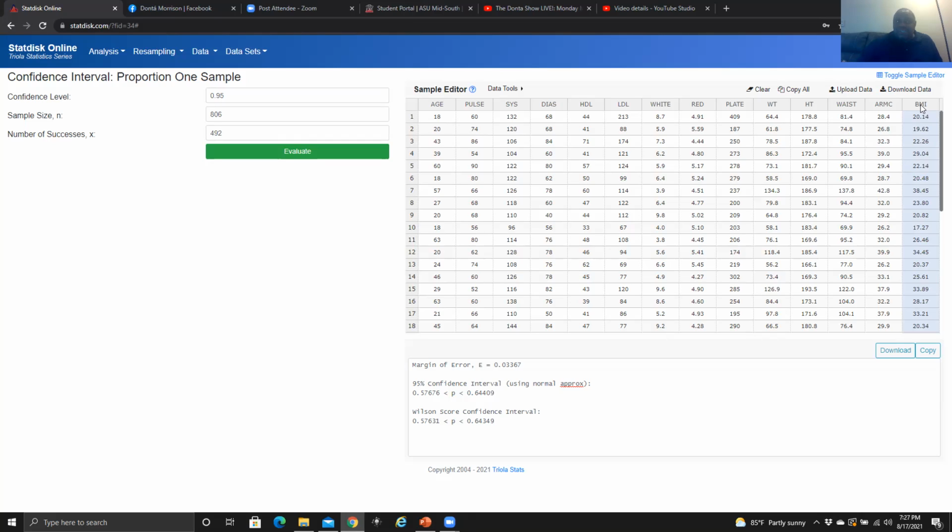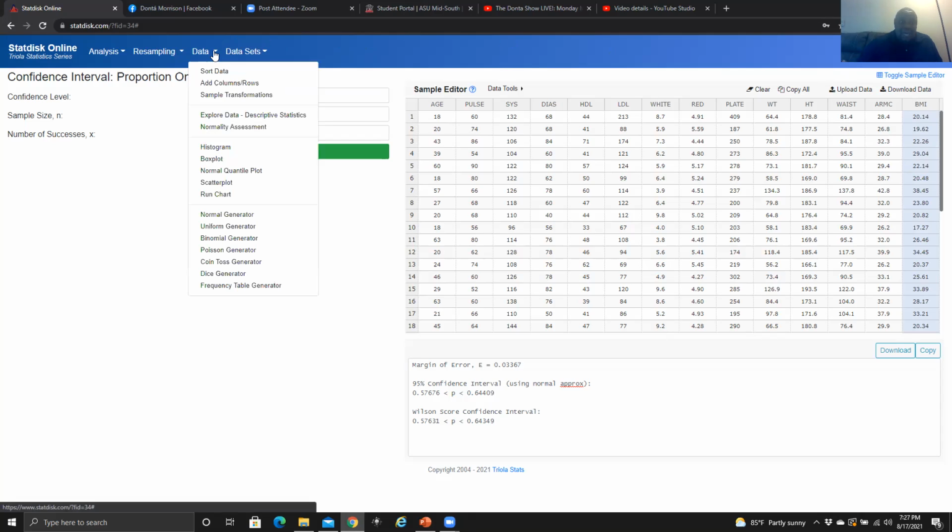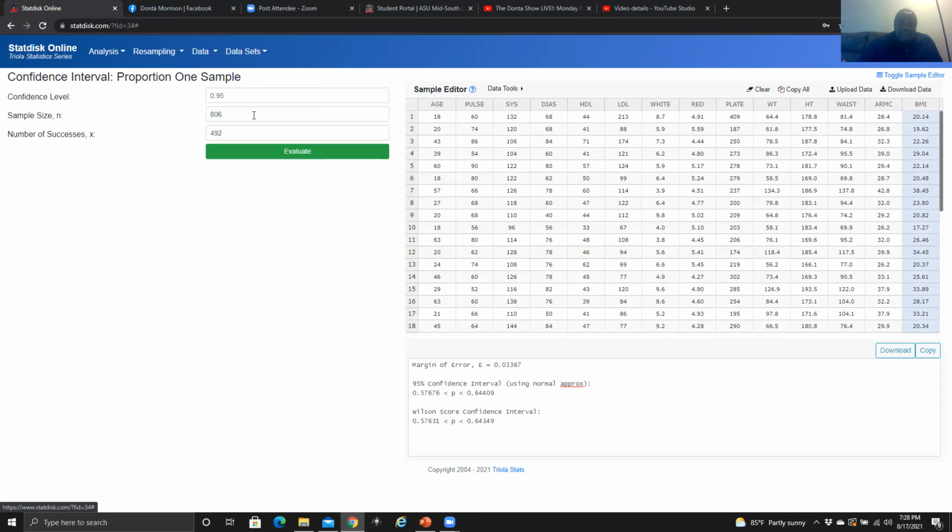So here's what we're going to do right here. I'm going to go to data up here at the very top. Go to data. And then we're going to go to, and I hope this is correct. Here we go. Explore data dash descriptive statistics. That's the one we want. Click on that.